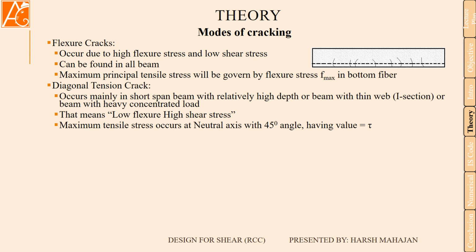It occurs mainly in short span beams with high depth, or beams with thin web, or beams with highly heavy concentrated load. This means here the shear stress is high and flexural stress is low. So maximum tensile stress will occur at the neutral axis at 45 degrees, having the value tau, as we have seen in the last slide. So this kind of 45 degree shear cracks will be generated at the neutral axis.